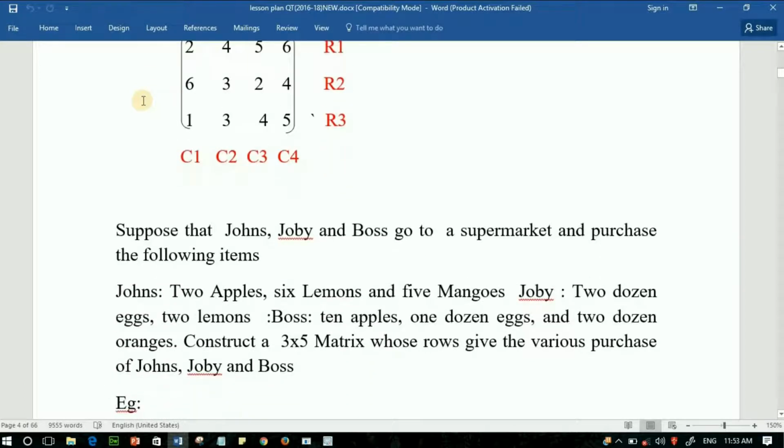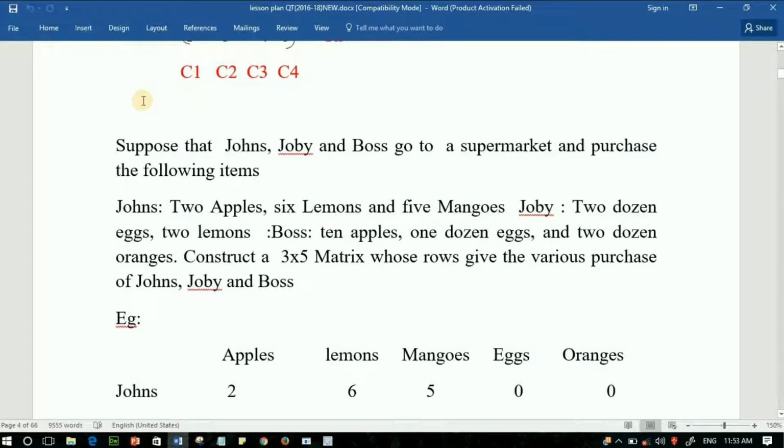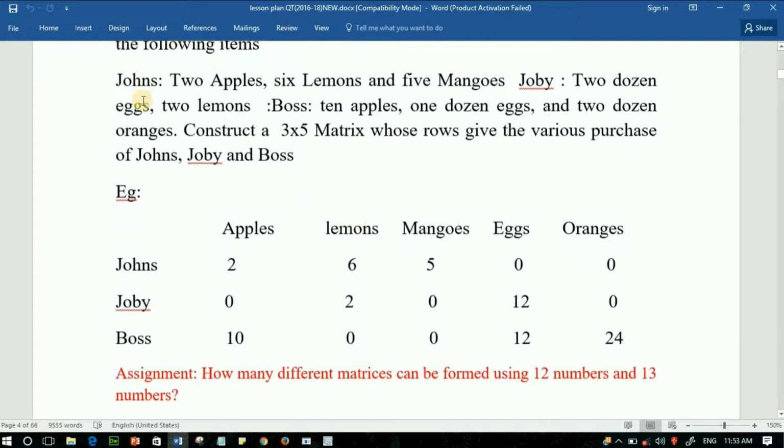And it goes on. For a general case, we can say that suppose 3 persons, Jones, Joby and Boss, go to a supermarket and purchase the following items. Jones, 2 apples, 6 lemons and 5 mangoes. Joby, 2 dozen eggs, 2 lemons. Boss, 10 apples, 1 dozen eggs and 2 dozen oranges.